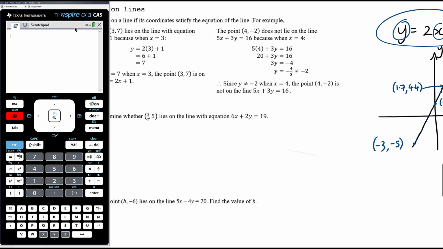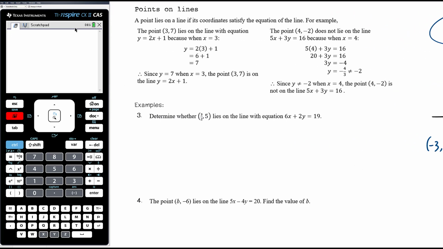So, as I said, a point lies on a line if its coordinates satisfy the equation. For example, the point (3, 7) lies on the line with the equation y equals 2x plus 1, because when x equals 3, 2 times 3 plus 1 is 7. Because when x equals 3, y is equal to 7, the point (3, 7) lies on that line.